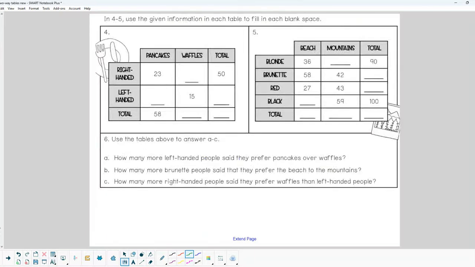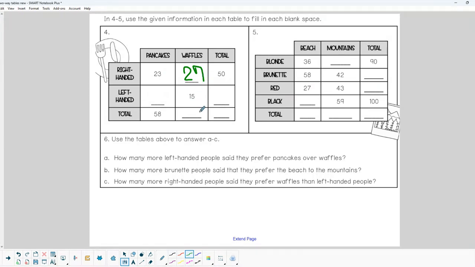All right, here's another one. Use the given information in each table to fill in each blank space. Okay, so here's our two-way table. We know that this number has to be equal to 50 minus 23. So that would be 27. And we know that 27 plus 15 will give us this number.